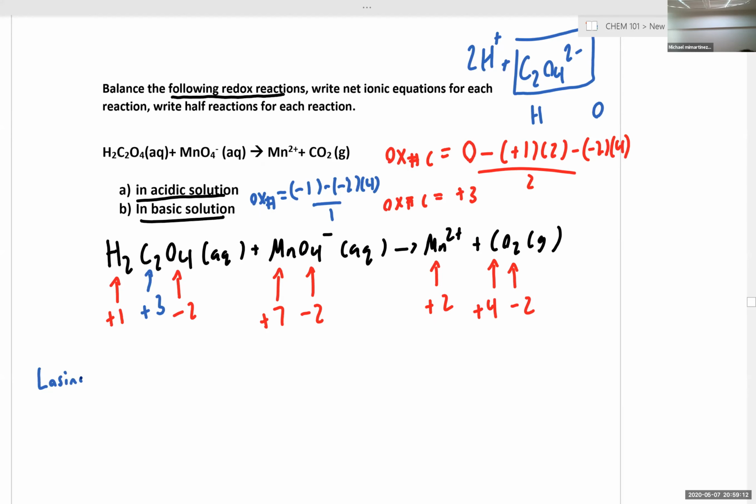Okay, now let's look for what species loses electrons. So losing electrons, this is the oxidation half-reaction. What species is losing electrons? What atom is losing electrons? What atom is increasing in oxidation number? Carbon, right? So let's put every species, every molecule that has carbon.